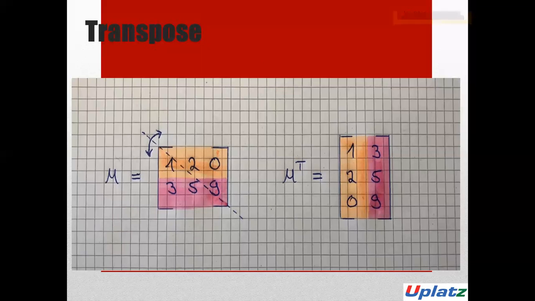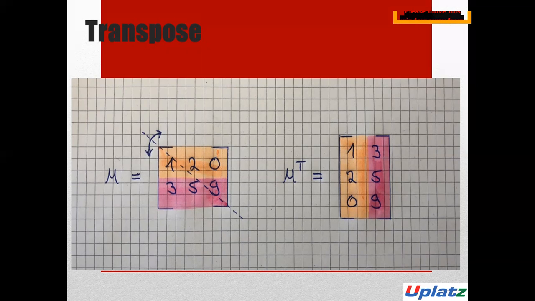Then finally, we see the transpose of a matrix. Okay. So what is a transpose? This is basically the mirror image of a matrix along a 45-degree axis, correct?